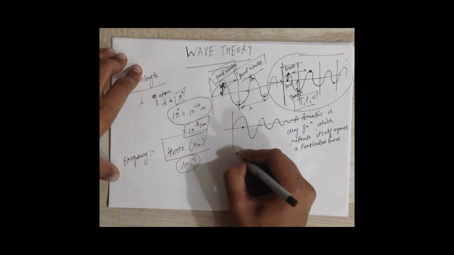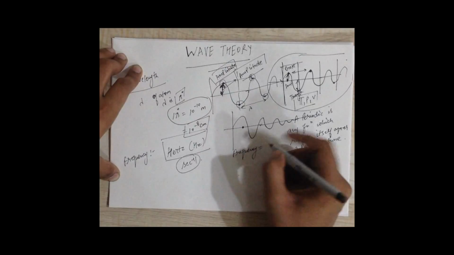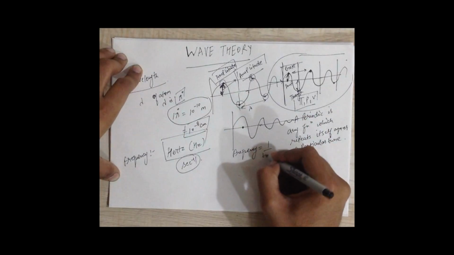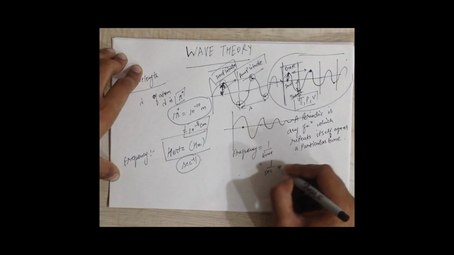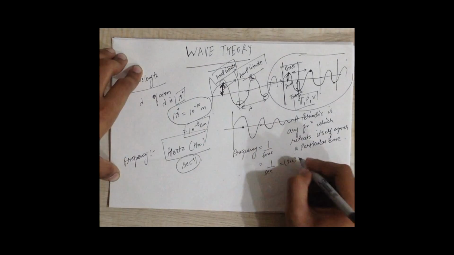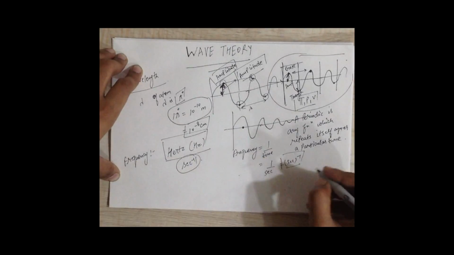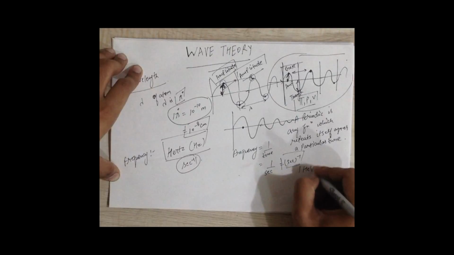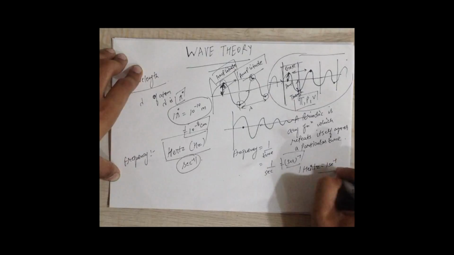How second inverse? Frequency is the number of waves passing in 1 second. So it is 1 upon time. Time is measured in seconds. So 1 upon seconds, that is second inverse. So the unit of frequency is second inverse. And 1 hertz is equal to 1 second inverse.